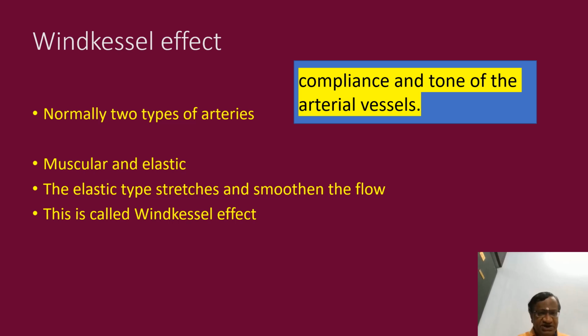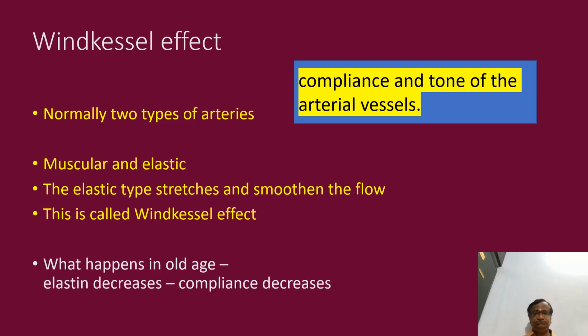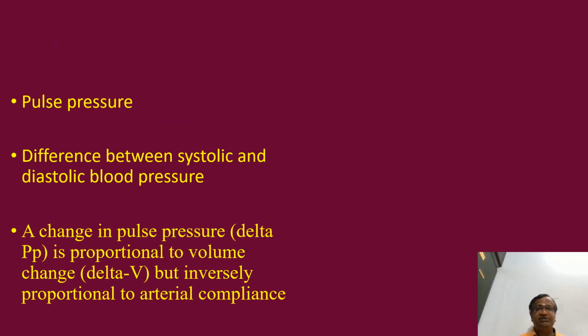Normally, there are two types of arteries, muscular and elastic. The elastic stretches and smoothens the flow. This is called the Windkessel effect. When the elastin decreases, the smoothing is gone and the compliance decreases. Now, the difference between systolic and diastolic pressure is called pulse pressure.